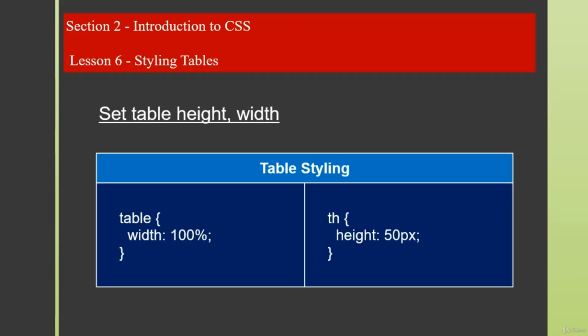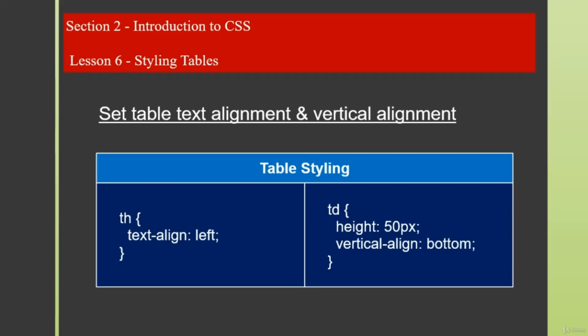To change width and height of a table, use width and height properties like it is shown on the slide. The first example sets the table width to 100% of the page, and second example sets the height of the table head row to 50 pixels.